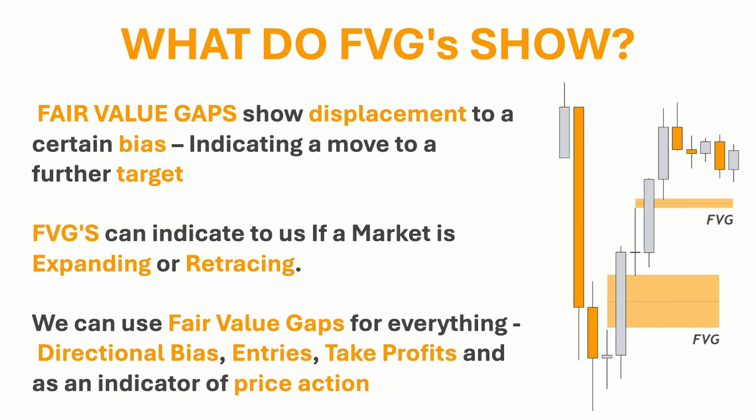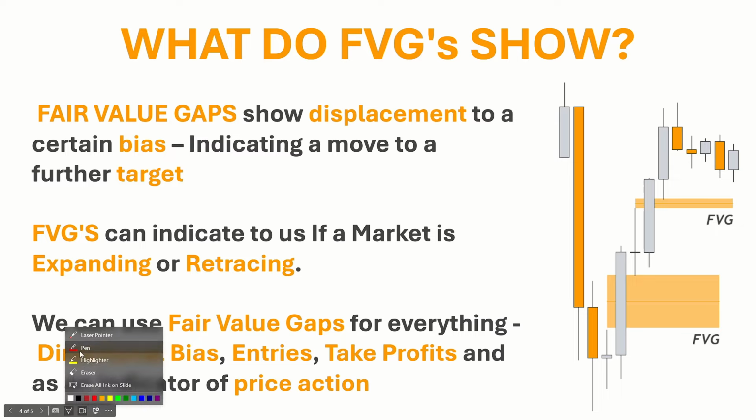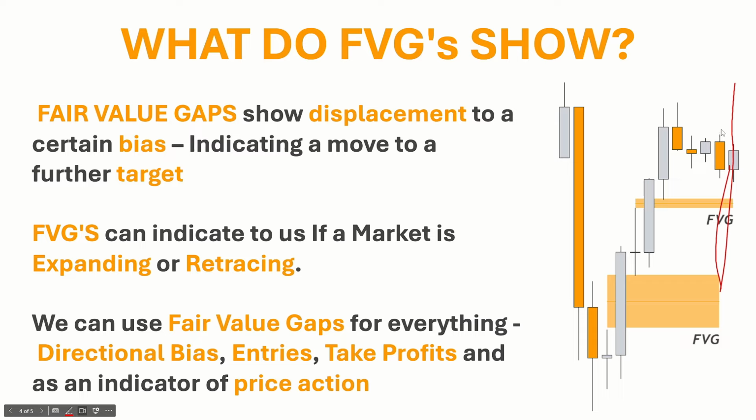Now, what do fair value gaps show? Fair value gaps show displacement to a certain bias, indicating a move to a further target. The nature of fair value gaps is that they are quite expansive. As you can see, fair value gaps move with a lot of volume in one direction. So in this case, I can assume the market is bullish as we have a lot of volume to the upside. A successful fair value gap forms more fair value gaps. So from here, I would assume, with the market moving with a lot of pressure to the upside, it will come fill our fair value gap before continuing upwards, maybe leaving a fair value gap right here, returning to this one, moving upwards.